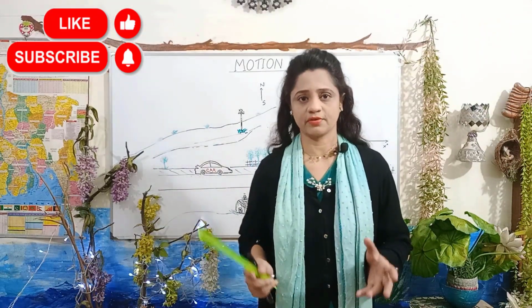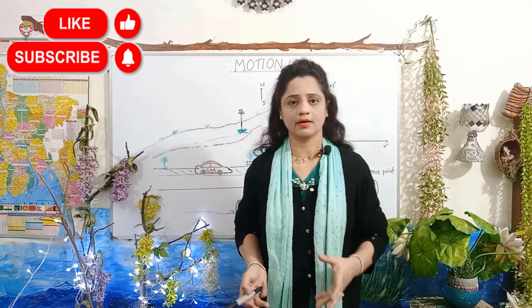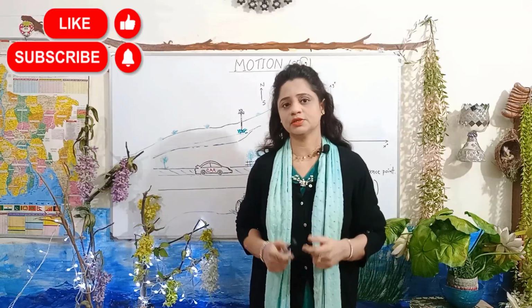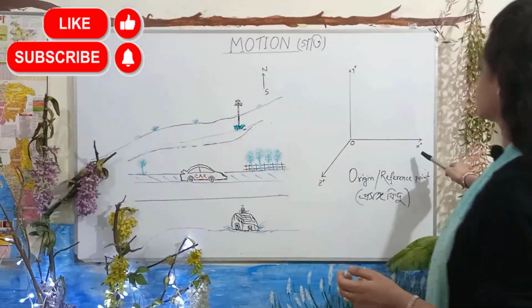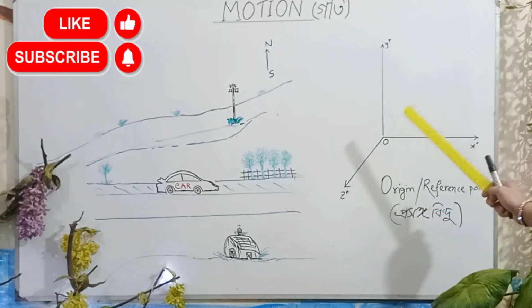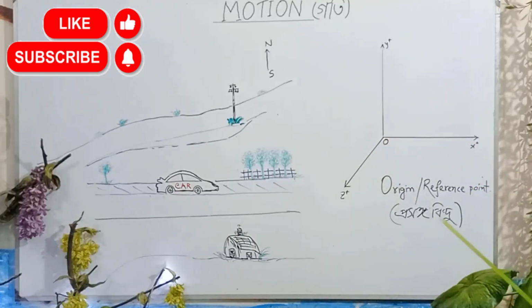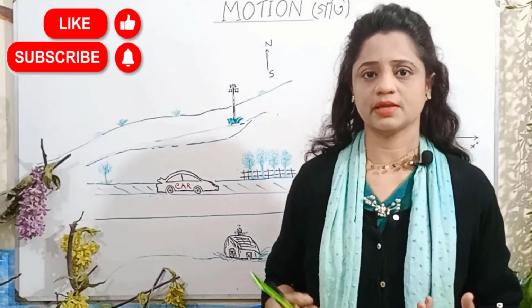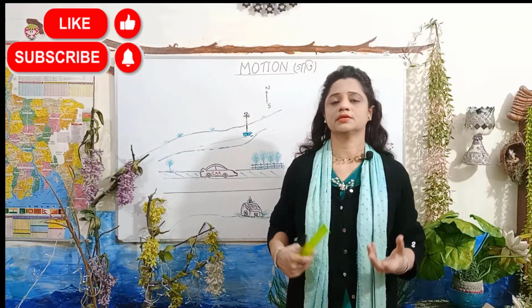Now, what is origin or reference point? The reference point is a static or standard point which actually defines the coordinates. And as we know, we have three axes, that is the x-axis, y-axis and z-axis. The intersection of these three axes, that is point O, is the origin or reference point. In our daily conversation, we use terms like standard point, benchmark, baseline, yardstick.